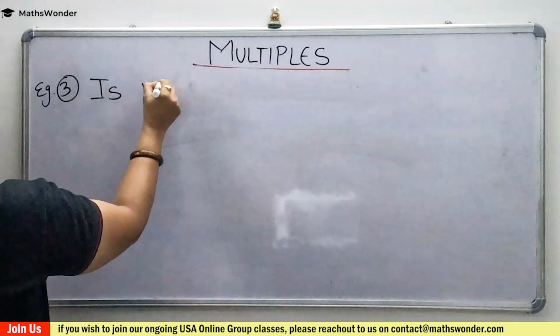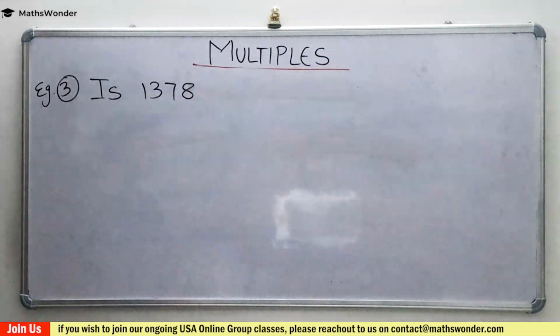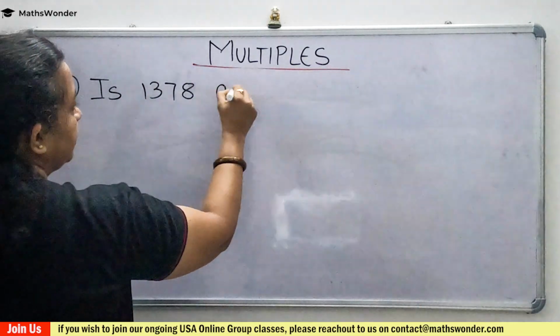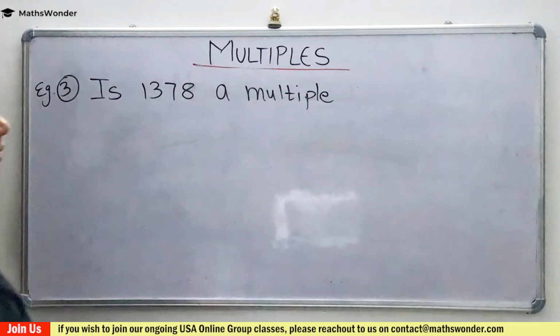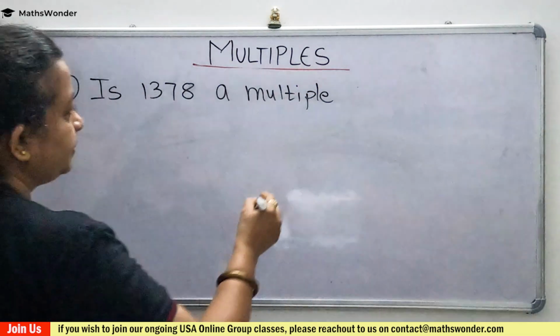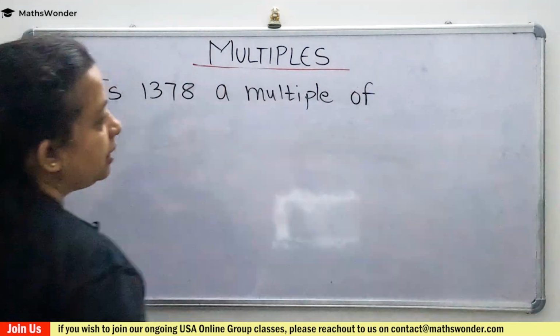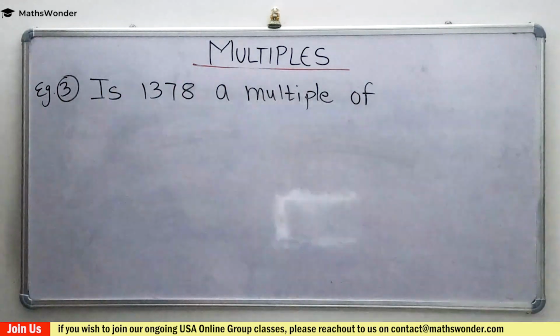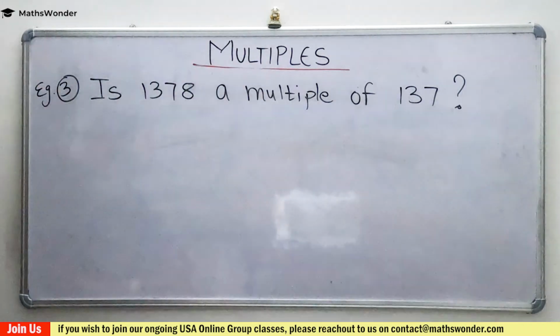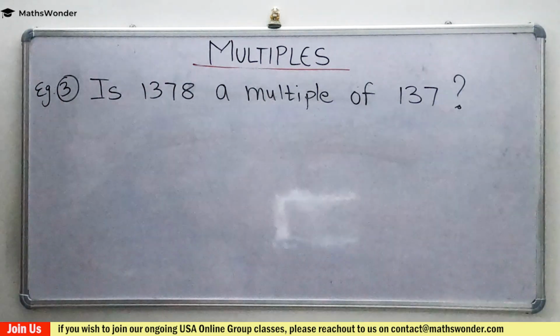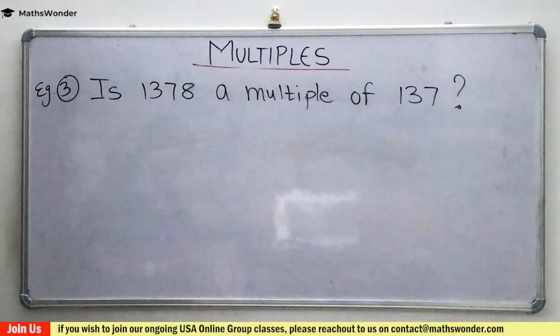Is 1378 a multiple of 13? Now I am giving the big number, 1378. This is the question. So how will you find it? Divide. Let us divide. Yes, of course.